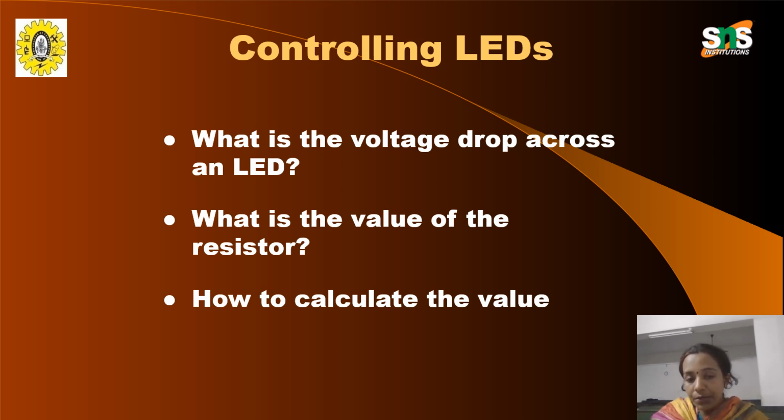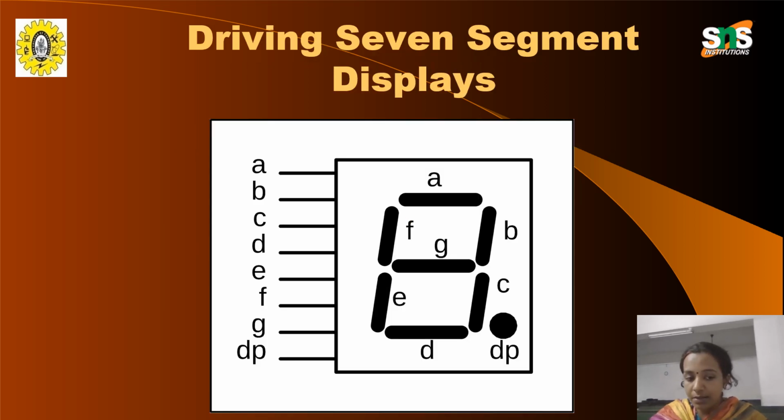So from this we are going to learn about the voltage drop across an LED, value of a resistor, and we have to calculate the value. So that is the actual purpose of this embedded system. Finally, the output will be displayed in the form of 7-segment displays.